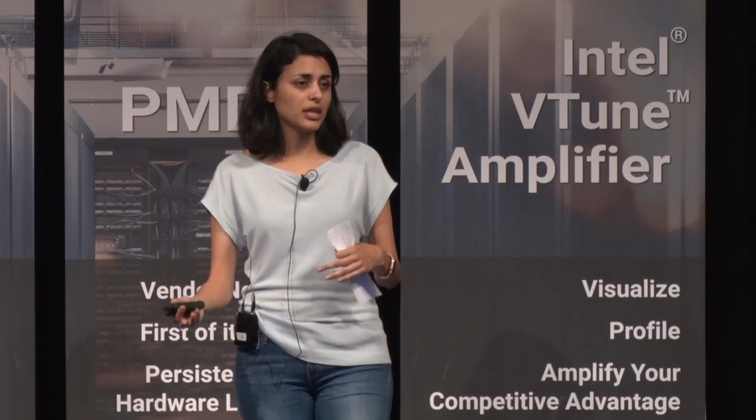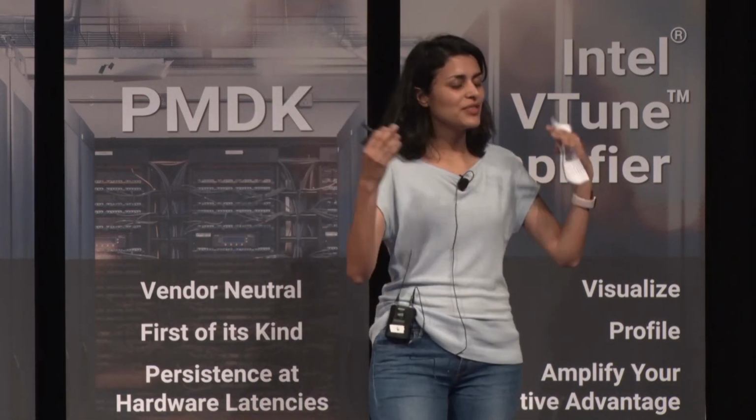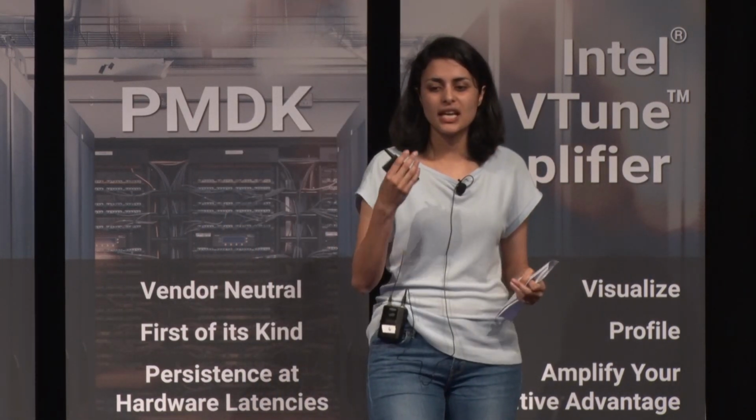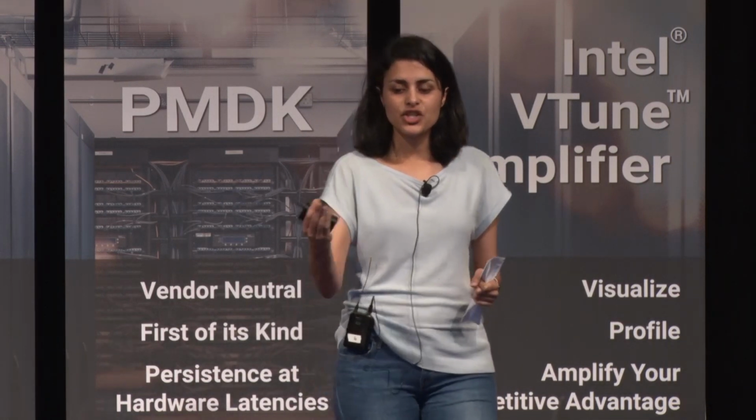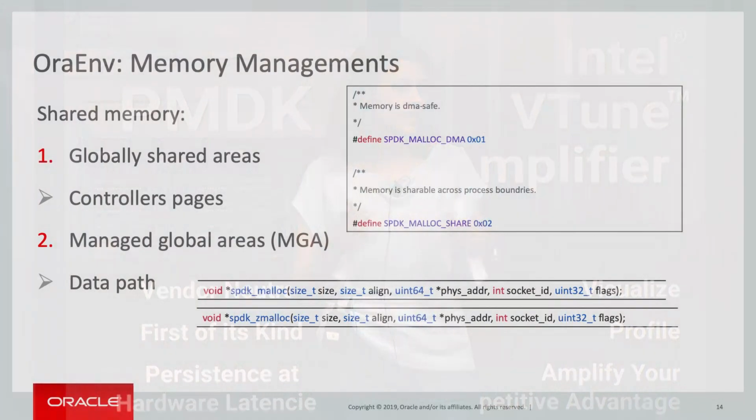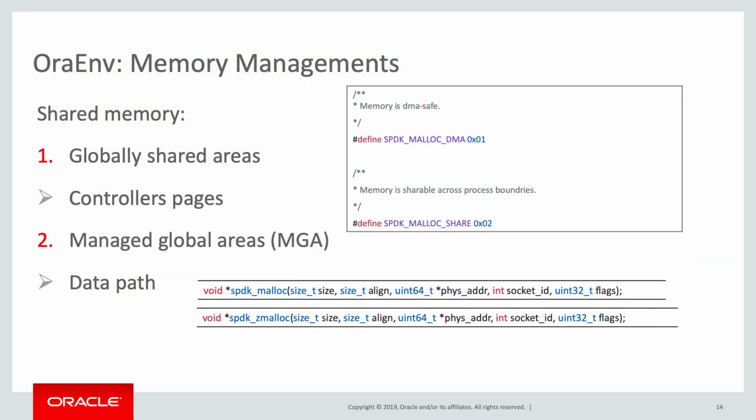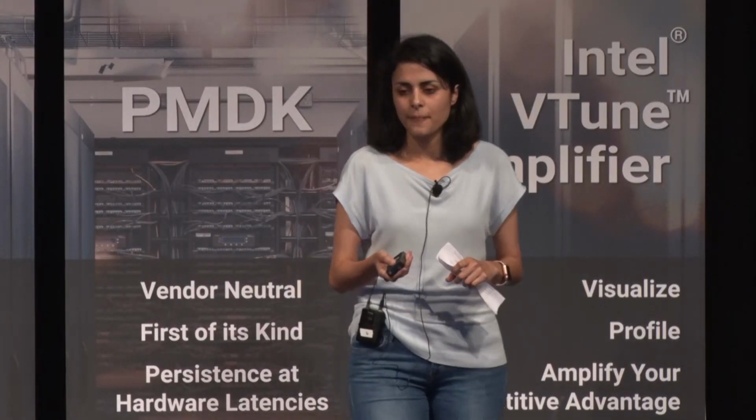So then we can specify, for example, for the controller pages in SPDK, that we wanted it to be shared between all of the processes. So we passed a share flag for controller pages. But for example, for the data path, we wanted it to be from the manageable global area. So for that, we pass DMA as a flag there.